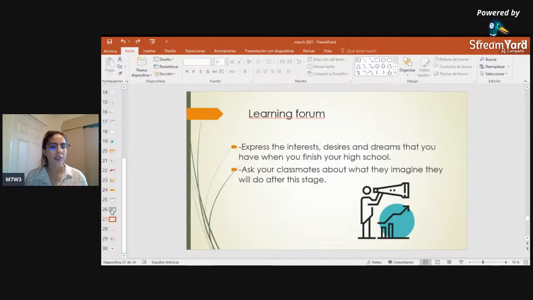Don't forget to participate in the learning forum. No olviden participar en el foro de aprendizaje. You have to express your interests, desires, and dreams that you have when you finish your high school. All the desires you have, you can express them there. Pueden expresar todo lo que ustedes quieran hacer cuando terminen esta modalidad de prepa en línea C. And obviously, to try to exchange information, ask your classmate about what they imagine they will do after this stage. Recuerden preguntarles a sus compañeros, no solamente expresarlo de ustedes, sino también mostrar un poquito de interés hacia los demás, ¿ok?